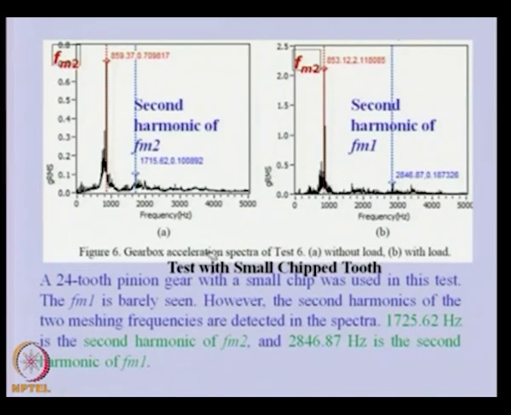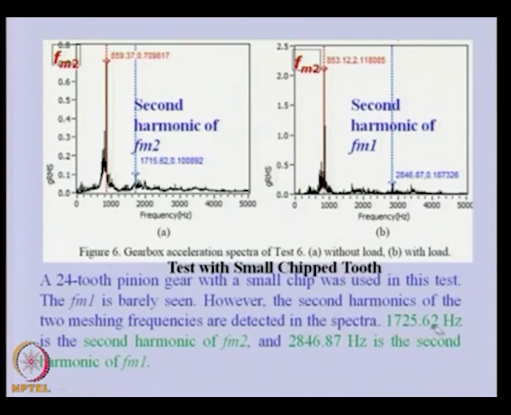Then this is the test with a small chipped tooth. With this we obviously expect the amplitude of the vibrations to increase. In this you can see the 24-tooth pinion gear with a smaller chip was used in this test. The FM1 is barely seen, so it is not visible here. However, the second harmonics of the two meshing frequencies are detected. Basically we are not seeing the first harmonic, but the second harmonic of these particular mesh frequencies is appearing in the spectra.